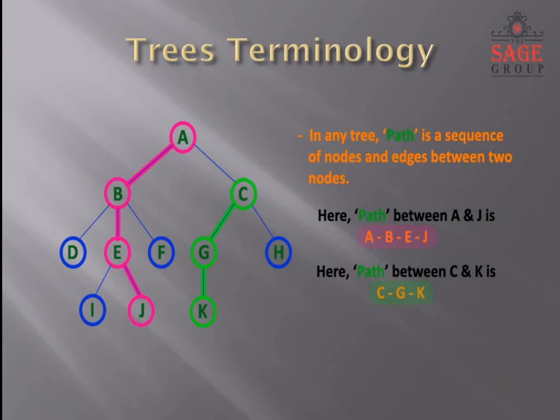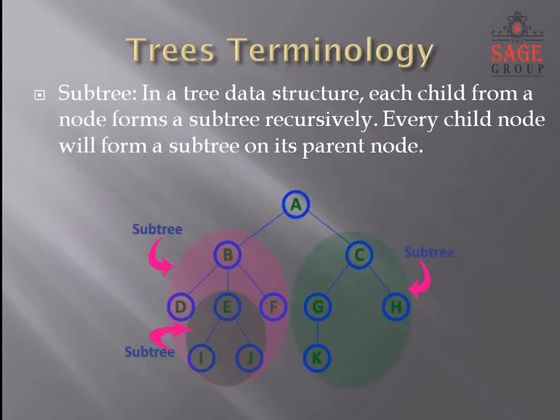If I measure the path between the nodes A and J, A, B, E and J, on this path there are 4 nodes. So, I will say that the length of this path is 4. Similarly, between C and K, the path is C, G, K, and the total number of nodes lying on this path is 3. So, the length of this path is 3. This is how you are going to measure the length.